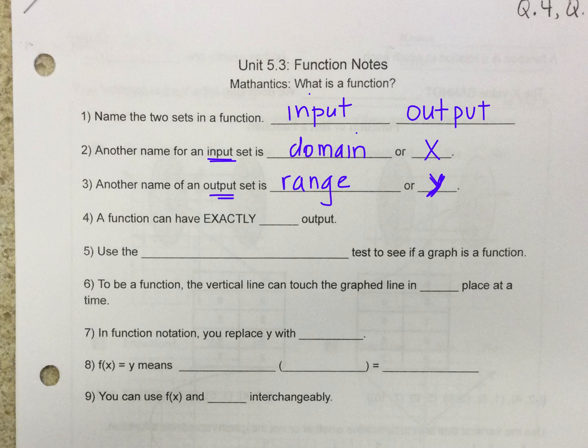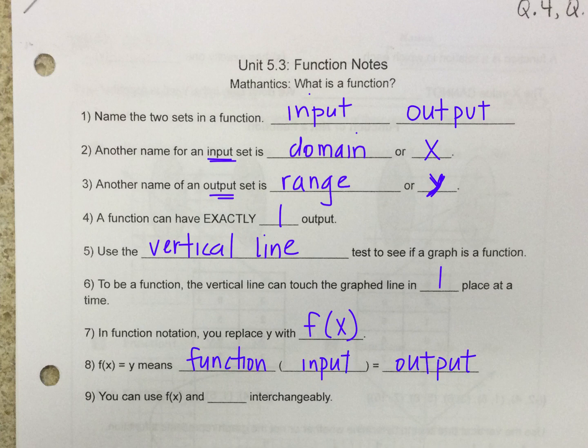A function can have exactly one output, and we use the vertical line test to see if a graph is a function. To be a function, the vertical line can touch the graphed line in one place at a time. In function notation, you replace the y with f of x. F of x means function input equals the output. And you can use f of x and y interchangeably.